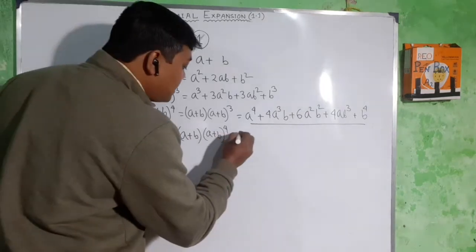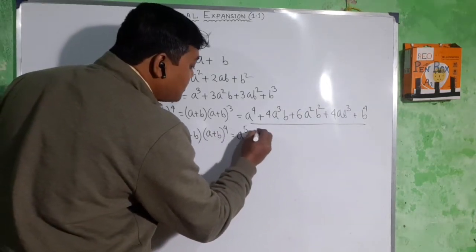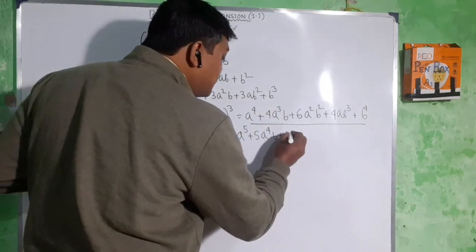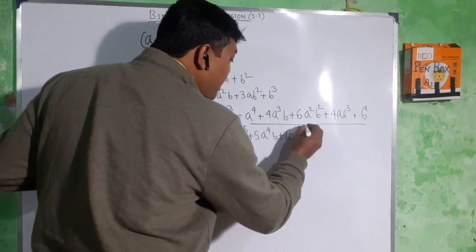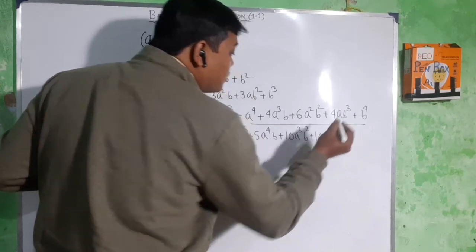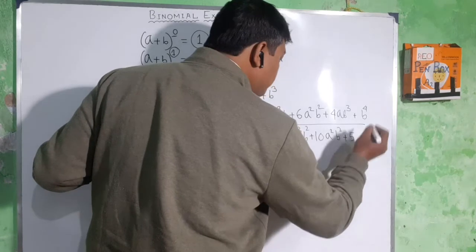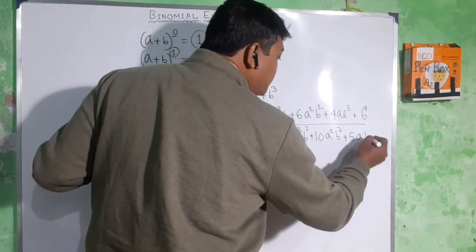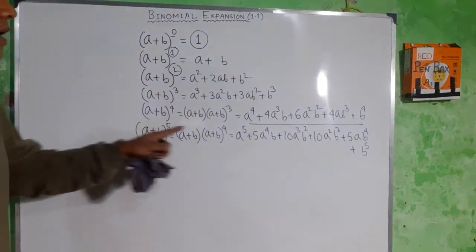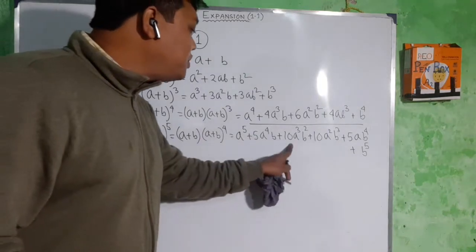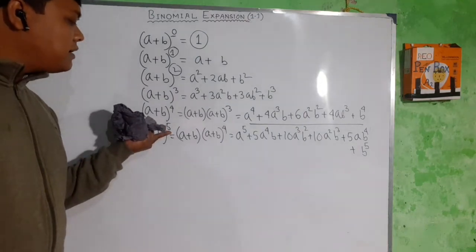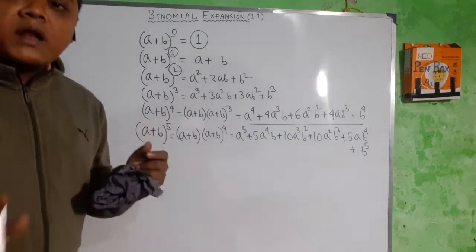Then you will get a to the power 5 plus 5a to the power 4 b plus 10a cube b square plus 10a square b cube plus 5ab to the power 4 and b to the power 5. How many terms are present here? 1, 2, 3, 4, 5, 6. So if the index is n, we will get n plus 1 terms.